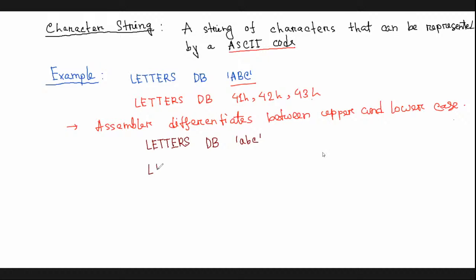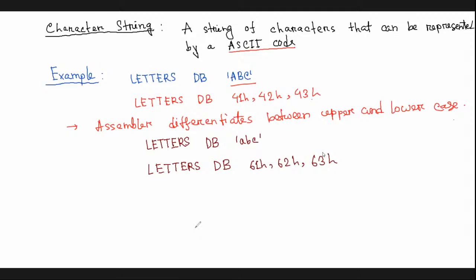So letters, you can write this as letters DB small abc. So what is small abc? That is 61 hex, 62 hex, and 63 hex. Okay. So we assigned two arrays with 3 bytes, one for uppercase and another for lowercase.